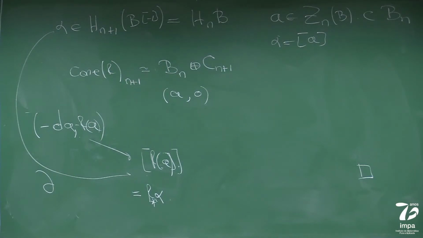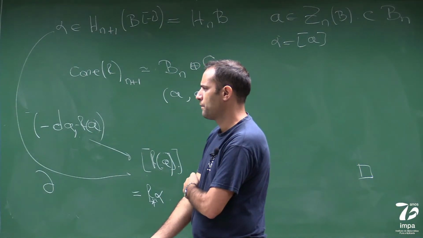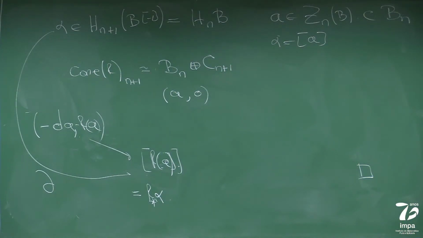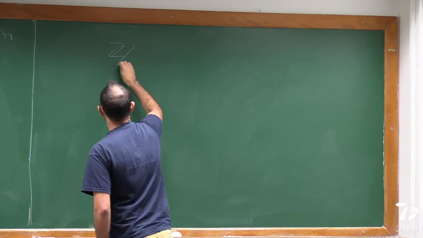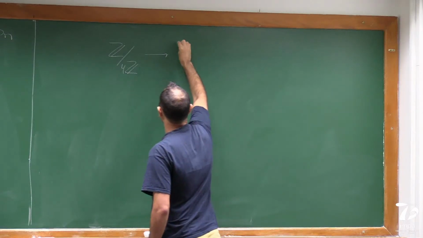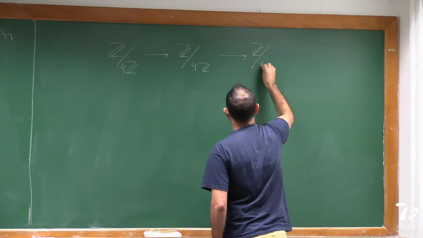I still have a little time. So I should mention one example that the book has, and then I'll move to these homotopy cases. So the one example that the book has is this. Let's look at Z divided by 4Z.